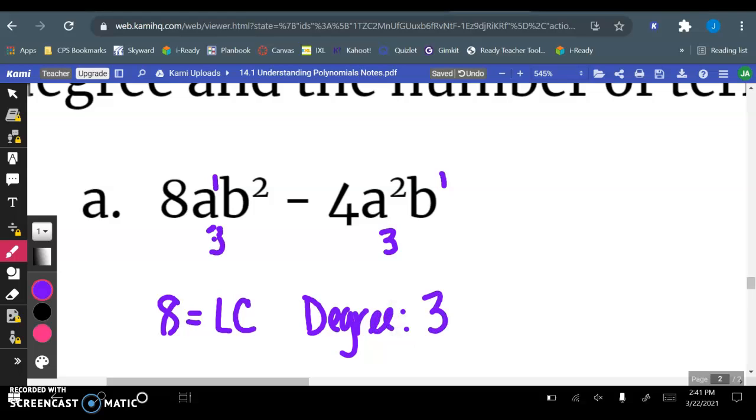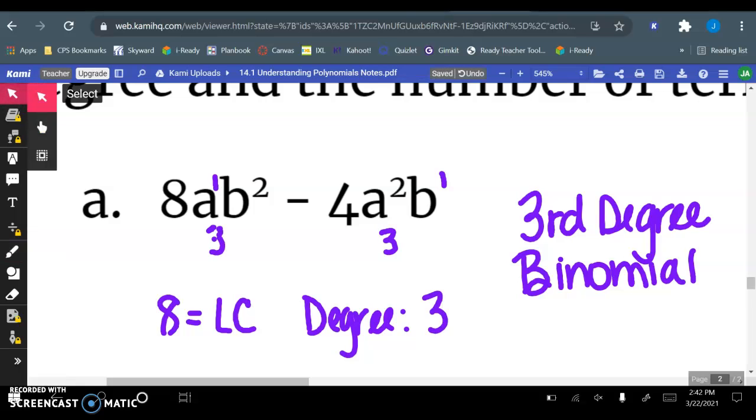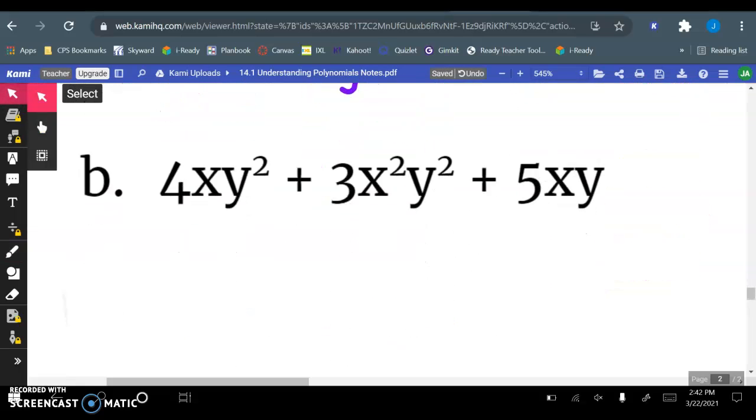The degree is 3. And then it says to classify it by its number of terms and its degree. So the degree is 3, so we're going to say this is a third degree binomial because it has two pieces, two terms. So third degree binomial, and the leading coefficient is 8.